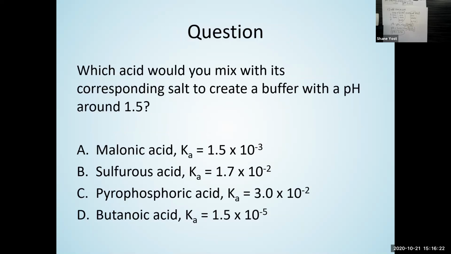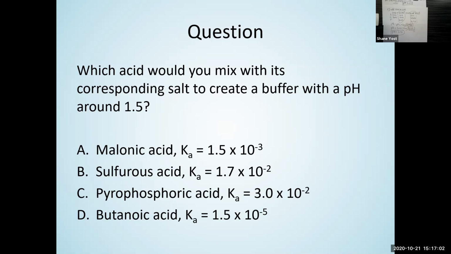And then the other final point here is that this question is related. I forgot to put it on the slide before this, but basically, a buffer works best at a pH range equal to the pKa of that buffer, plus or minus 1 typically. So roughly, you take your pKa and add or subtract 1, and that's the pH range that this buffer works best in. So this question here is saying, which weak acid would you mix with its conjugate base to form a buffer at around 1.5?